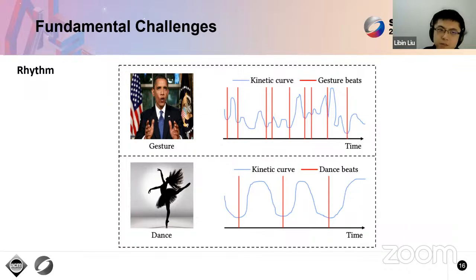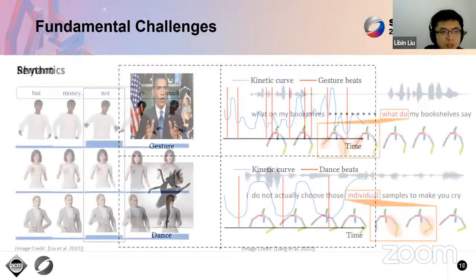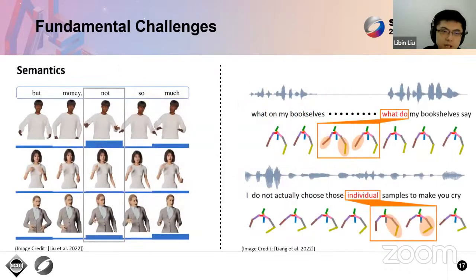Actually, there's one preliminary experiment we have done before, where we let the character do some random motions, but we manually aligned the stresses of the motion to the stresses of the audio. Even though it is random motion, we feel that the motion accompanies the speech pretty well. The only problem is that it does not have semantic meaning. So that also suggests that making the rhythm match the audio is a very important part of naturalness for gestures.